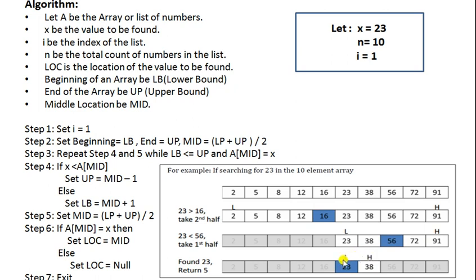Again, we find the mid of the elements, that is 6 plus 7 divided by 2. So we get 6, that is 23. Here we check step number 3, that is A of 6, that is 23, equal to 23, true. That means we got our element and we exit.